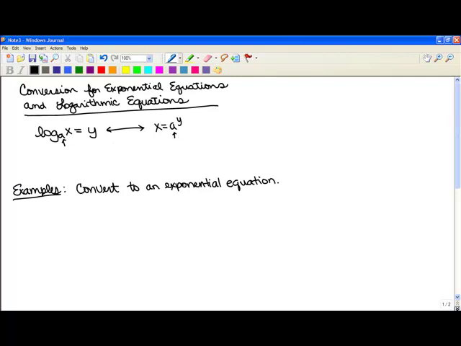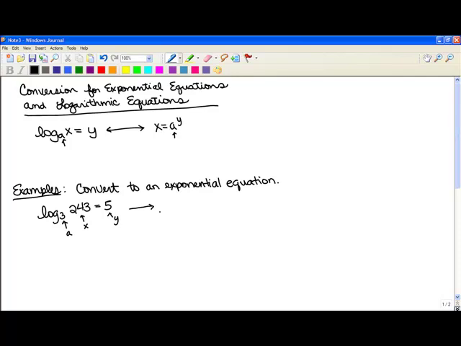In our first examples, we'll convert to an exponential equation. Suppose that we have the problem log base 3 of 243 equals 5. Now the base is 3, and that corresponds to the letter a in the conversion. So this means a is 3. x comes after the log. x is the number 243 in our problem. And y is the number on the right side of the equals, which is 5.